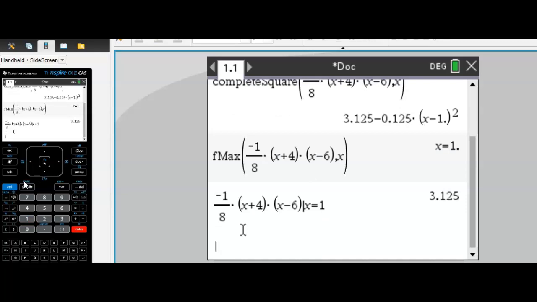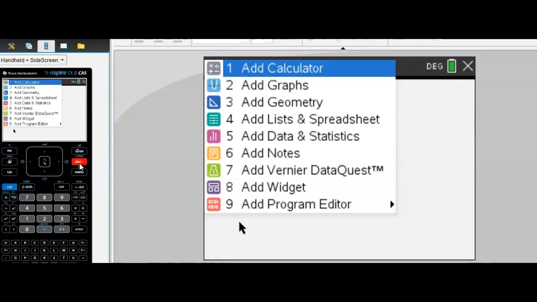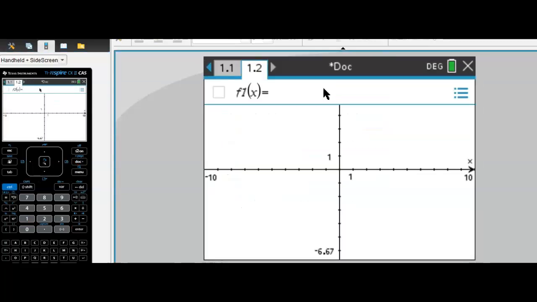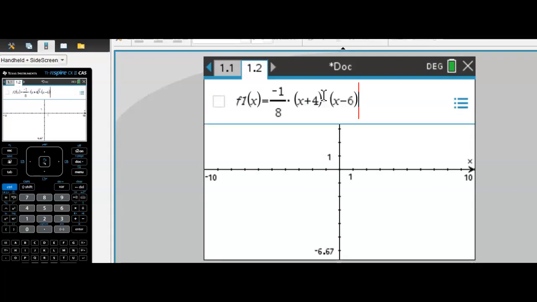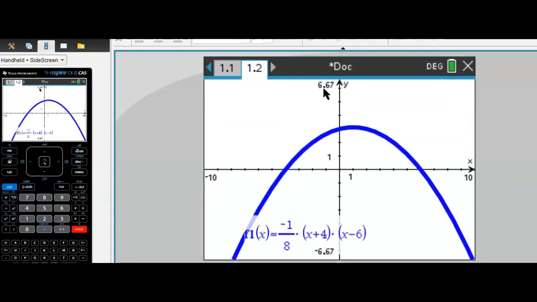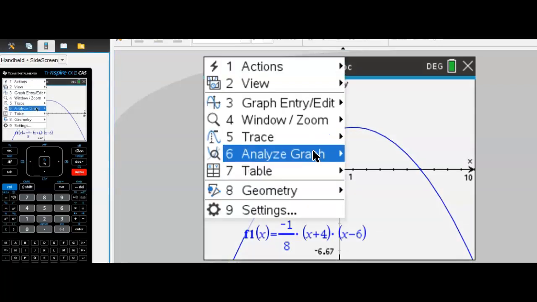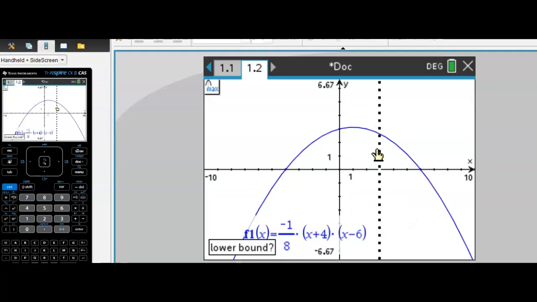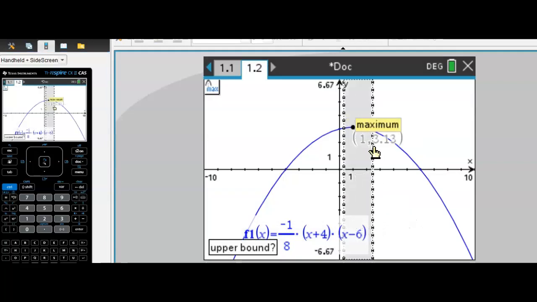Another way you could do it is to actually draw the graph. So let's go here. Wonder if it's going to let me paste it. Beautiful. Put it in. There it is, your turning point. So we go Menu, Analyze Graph, Maximum. So we just go to the left, to the right.